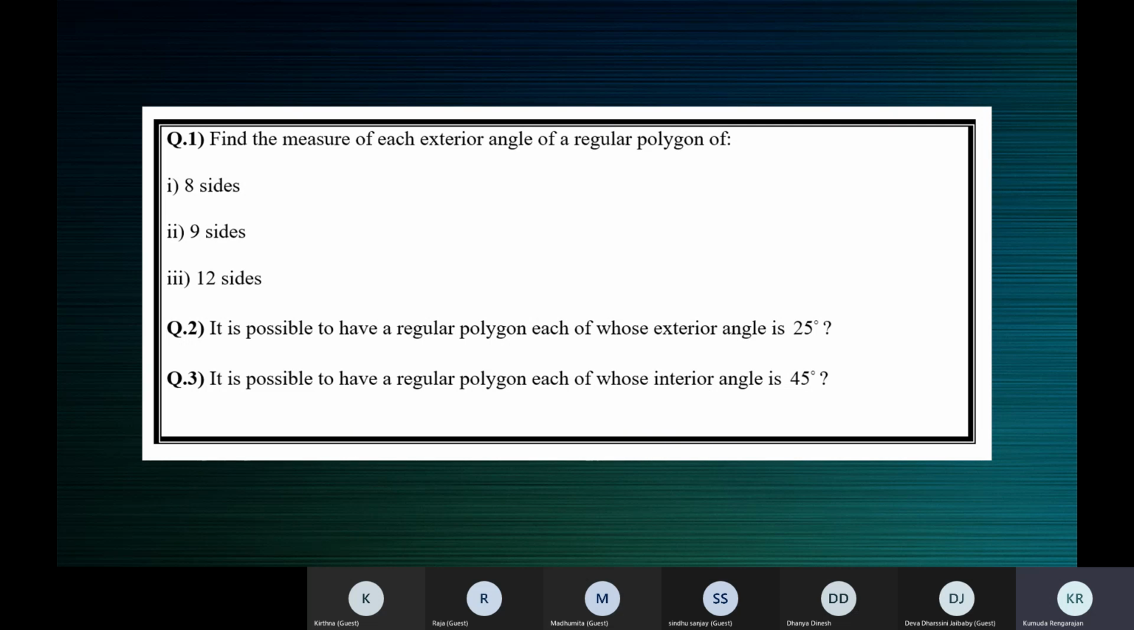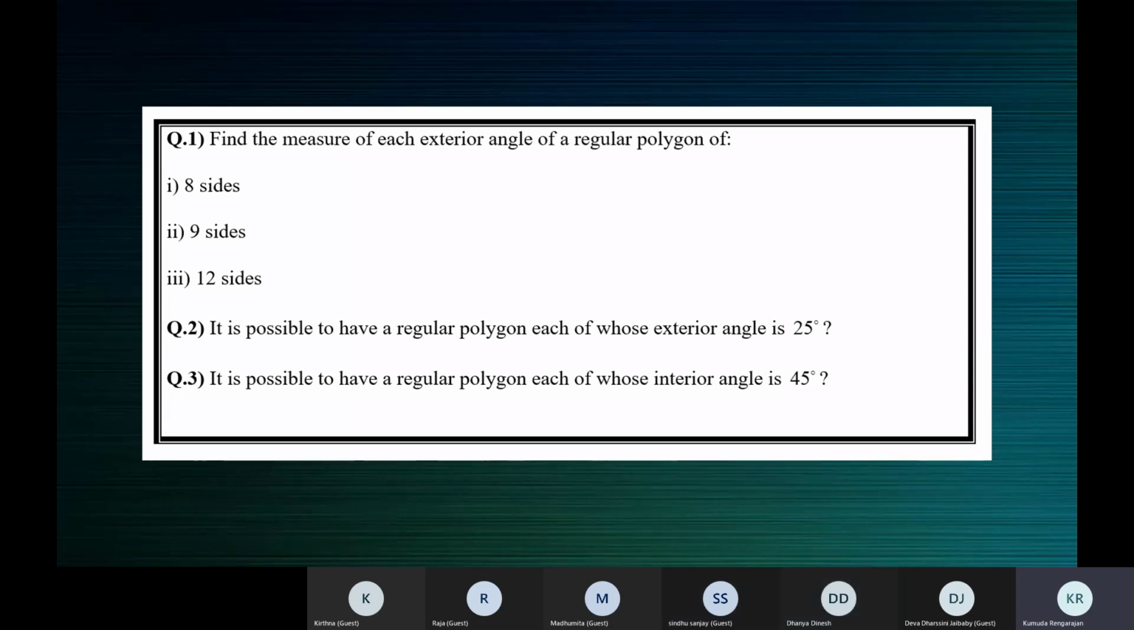What is the sum of all the exterior angles of any polygon? 360 degrees, ma'am. 360 degrees. And this polygon has how many sides, children? 12 sides.